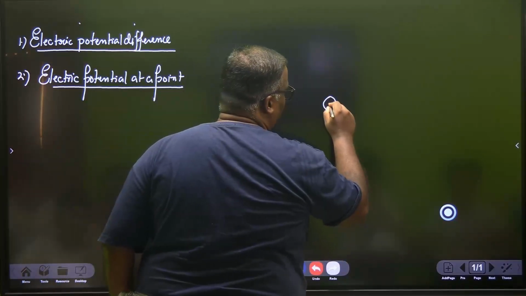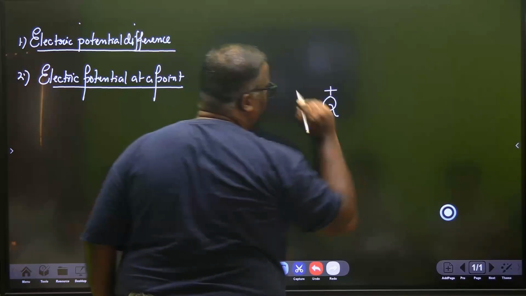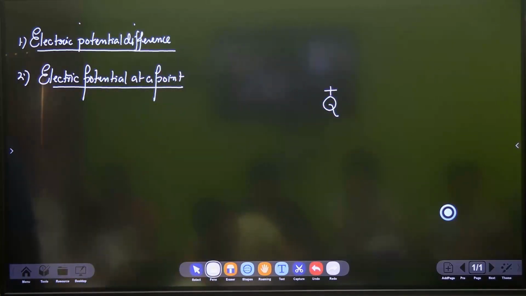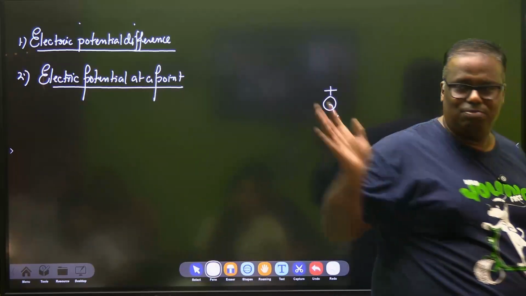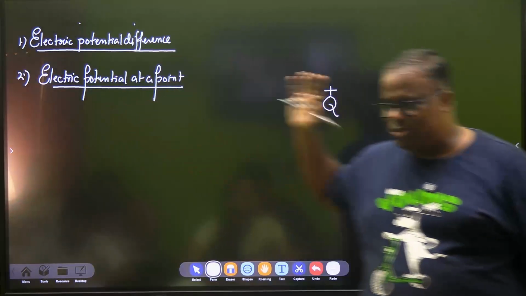We have a charge which is say Q. Q is a positive charge. Understand first, then there is full time for writing. Or you will not be asked questions from here. You will be asked that definition. But you should know how that definition comes.